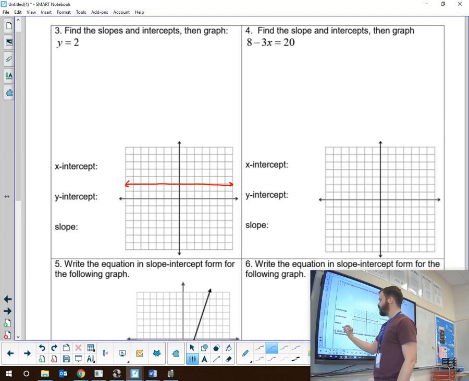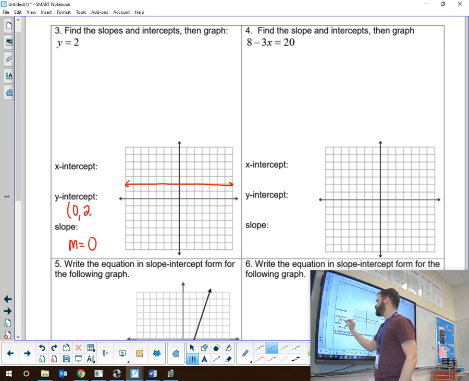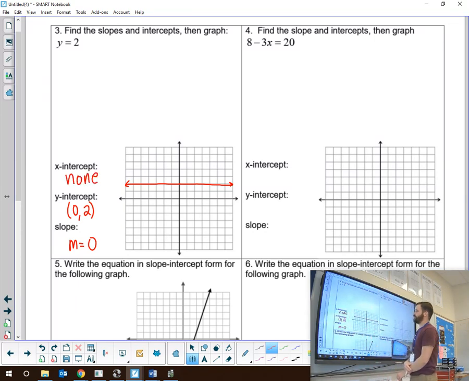So my slope is 0. It is flat. Whenever you just have y equals a number, it's just a flat line at whatever that value is. And on all of these points, y equals 2. So my y-intercept is going to be (0, 2). And my x-intercept, there is no x-intercept. We have no x-intercepts on this one, because it's just going to be a straight line. You can think about it being parallel to the x-axis.